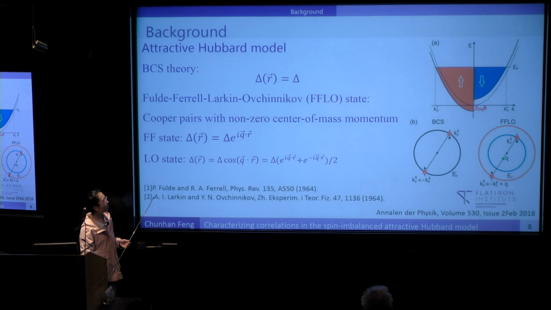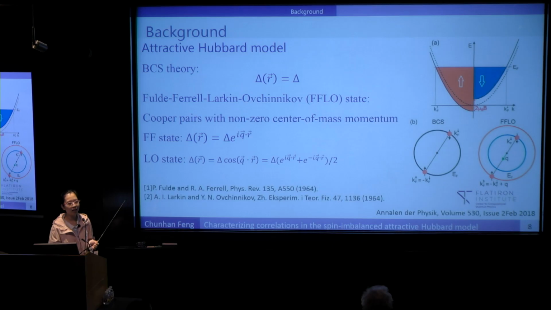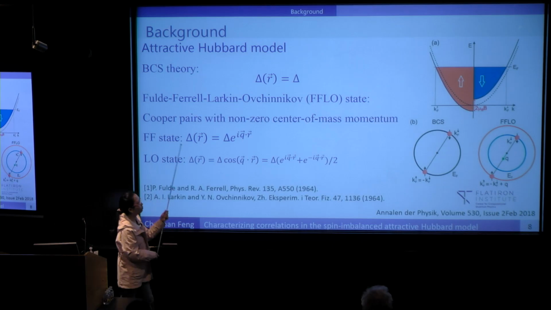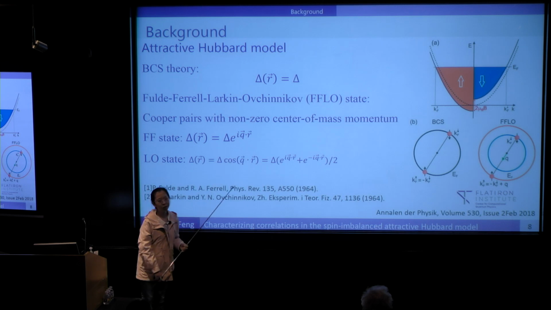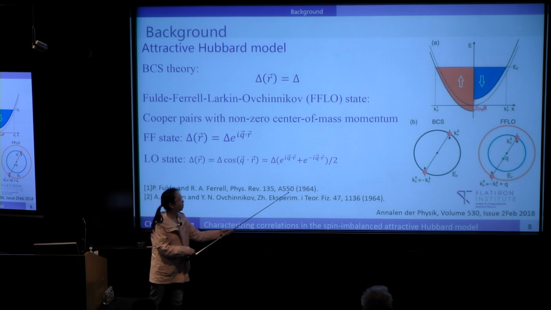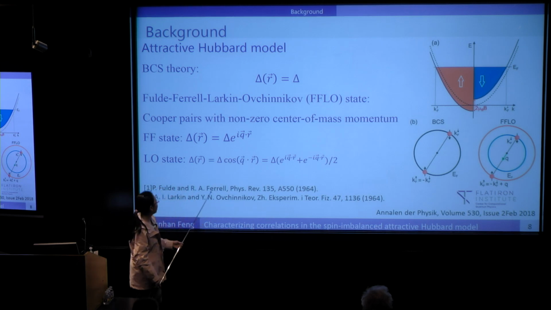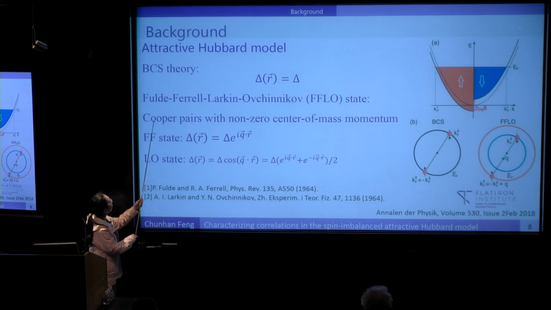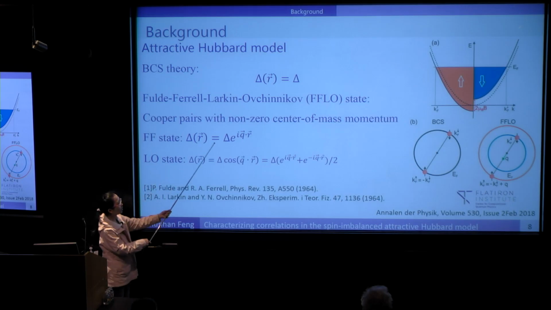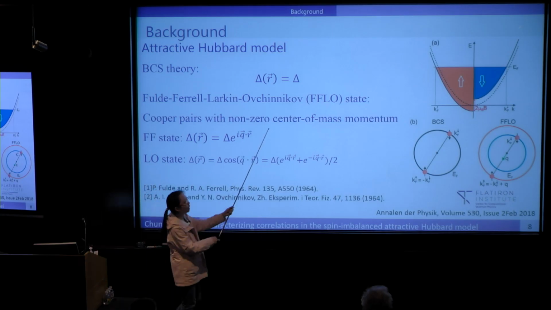In recent years, pair density waves and exotic superconductivity have attracted a lot of attention. It describes the physics of Cooper pairs with finite momentum. Actually, it can be traced back to the 1960s, when it was first proposed by Fulde, Ferrell, Larkin, and Ovchinnikov. It is called the FFLO state.